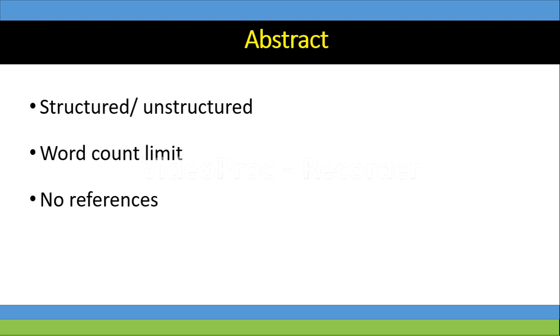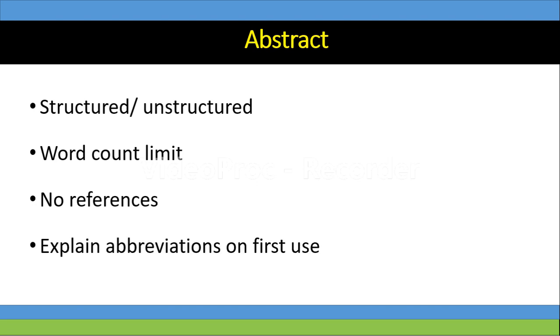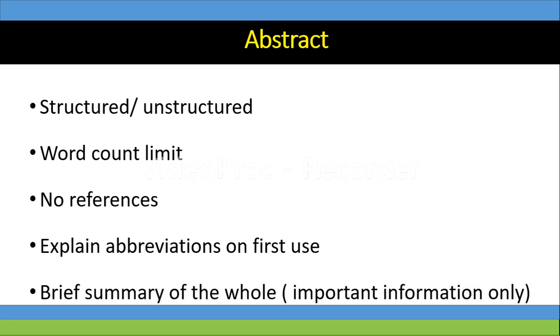Please do not give any references in the abstract. It is not allowed. And try to minimize, or try not to use, any abbreviations in the abstract section. And if you have to use an abbreviation, please explain it at first use. Again, you also need to understand that the abstract is supposed to be a brief summary of the whole. So you cannot describe each and everything in those 150 to 350 words. You have to include important information only, and only you can decide what important information you might want to give in an abstract for a case report.